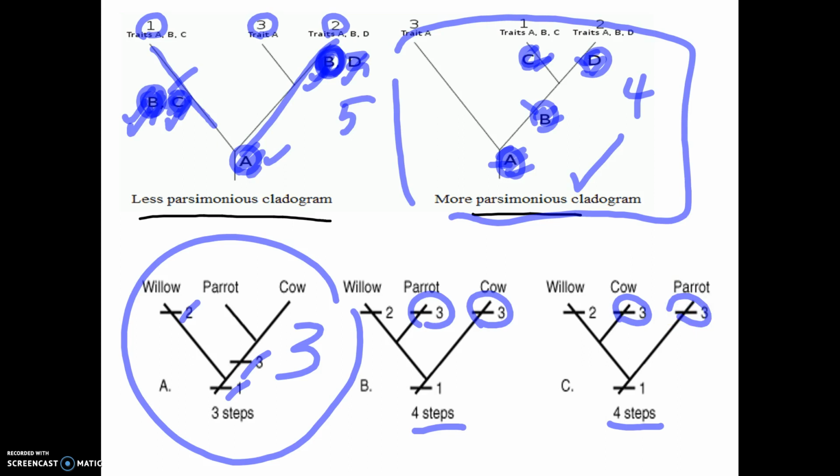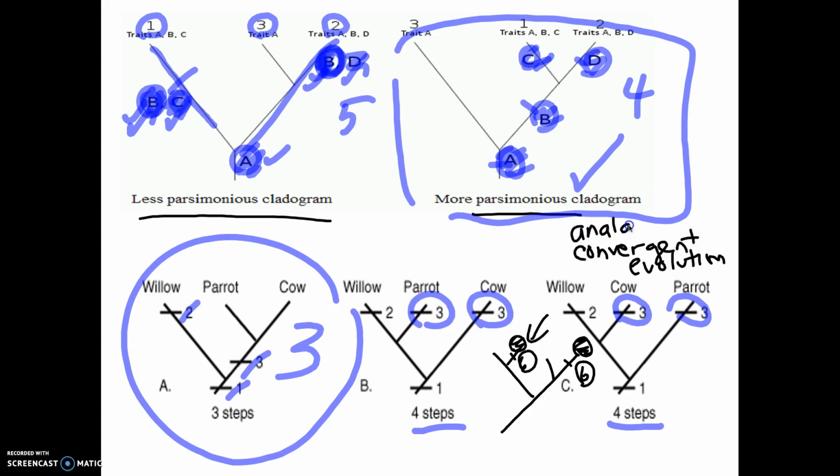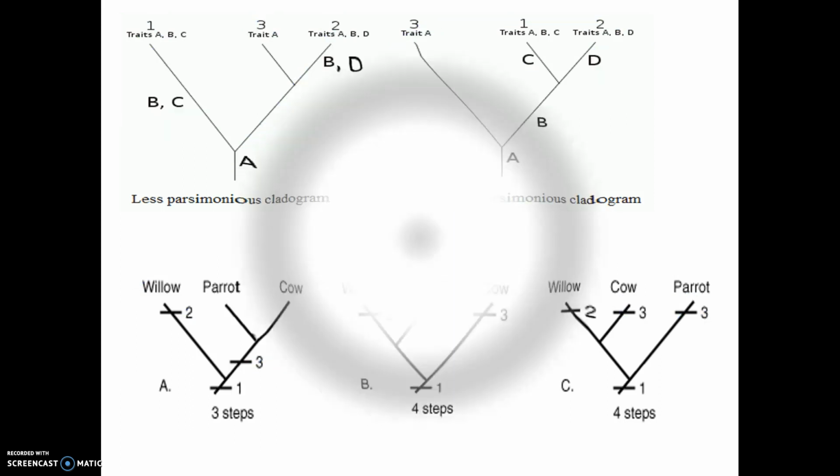Again, it is possible. If you were to see a tree and you were told it was the correct tree, and you see a particular trait 6 happen here, and trait 6 happen here as well, that is possible. Trait 6 could have happened twice. That would be an example of, remember what it's called, convergent evolution. And those would be considered analogous structures. Analogous meaning they look the same, maybe they have the same function, but they're not evolutionarily related. So that can happen, but if we can draw a tree where that doesn't happen, it's going to be a better tree. That's what we're basically saying.